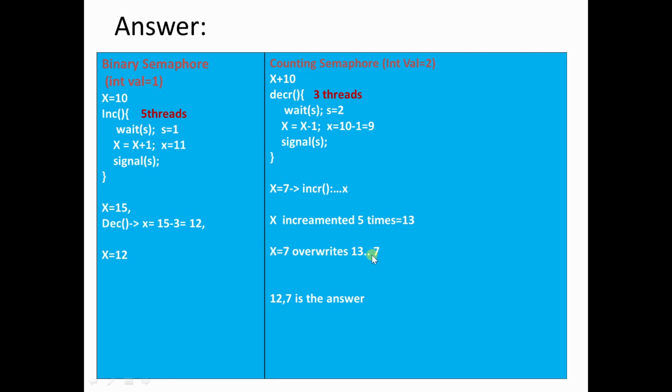So finally, x is equal to 12 and 7. The answer will be x equal to 12 in the binary semaphore and 7 in the counting semaphore. The minimum value in the counting semaphore is 7, and the only and minimum value in the binary semaphore is 12. So the answers will be 12 and 7. These are the minimum values after completing the binary semaphore and the counting semaphore.